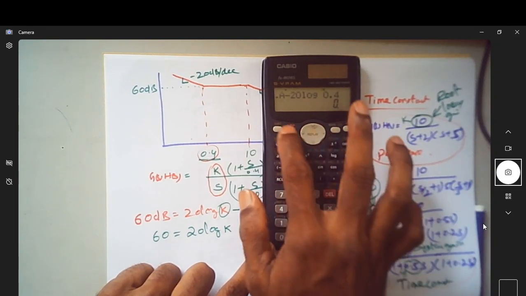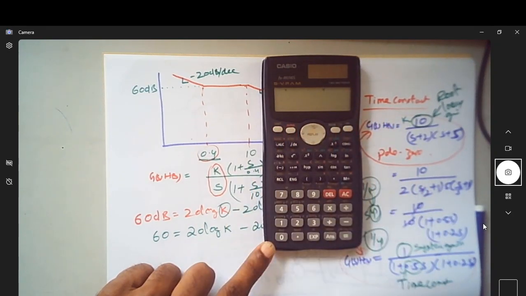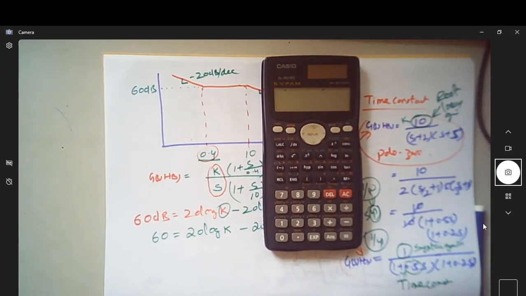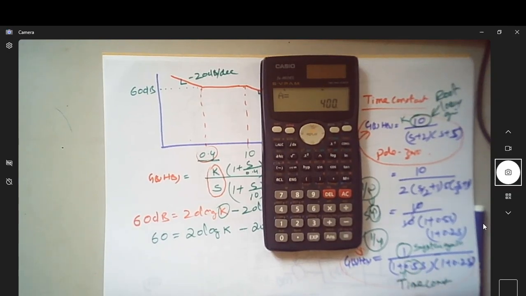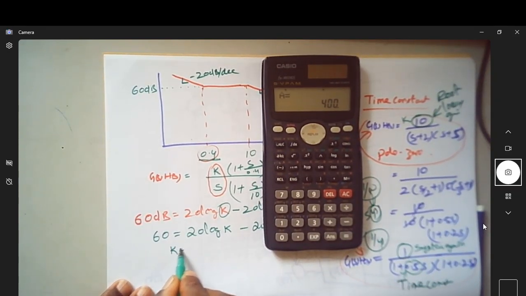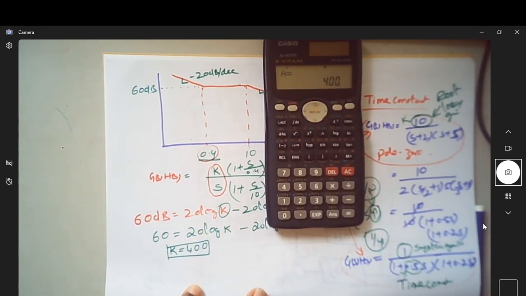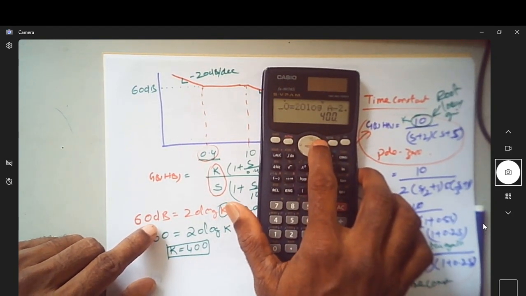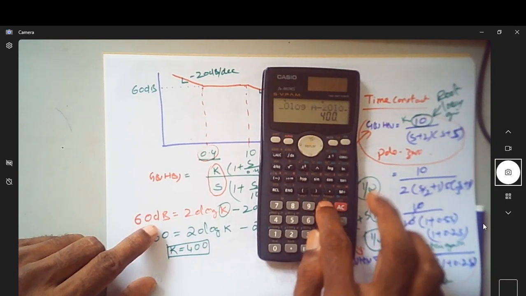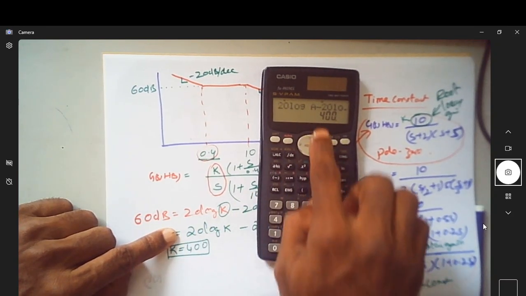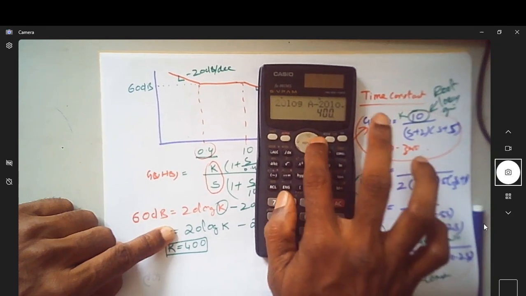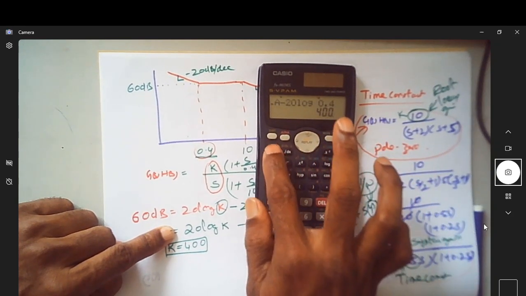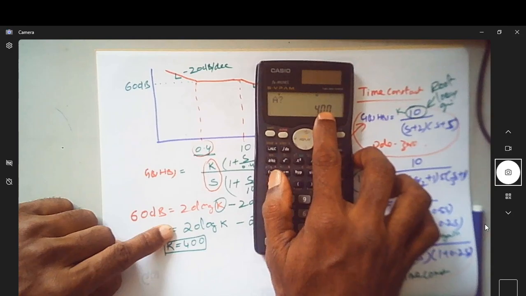Now I'll do shift calc and I'll get the value of k directly. Now you can see the value of k is coming out to be 400. No need to simplify anything. If you feed this equation, you'll directly get it. To verify whether you get 400 or not, I'll go back to this equation, take out the 60 dB, so now 20 log A minus 20 log 0.4 is there, and I will calculate for k equal to 400.